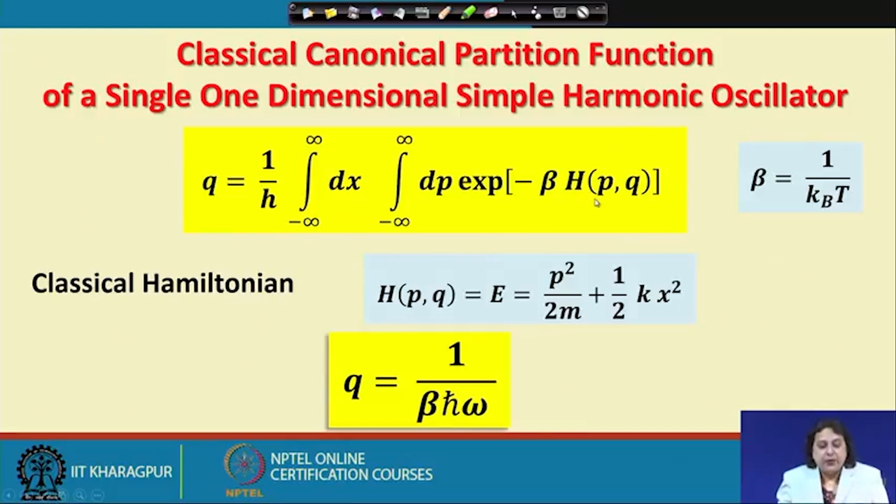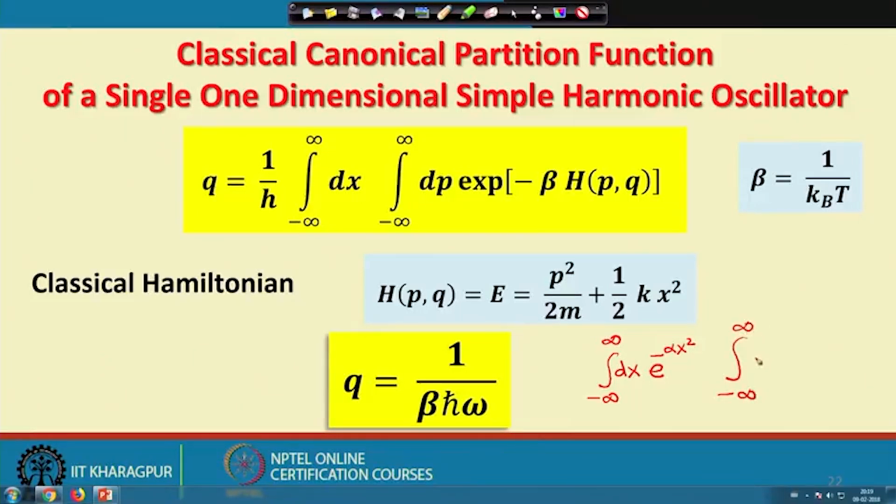When you put this in, you find that you have two integrals which are like this. I have one integral of the form minus infinity to plus infinity dx e to the power of minus alpha x square, and I have another integration, minus infinity to plus infinity dp e to the power of minus some gamma p square. Now, these are two integrations that we have already done in this course. So, if you do these two integrations and put them back, this is the expression that you are going to get.